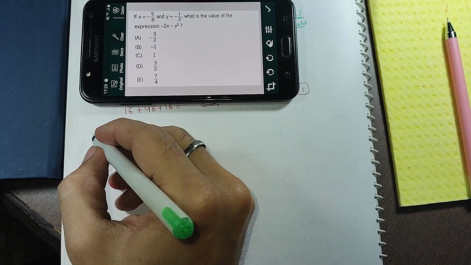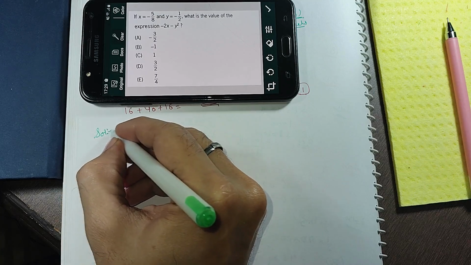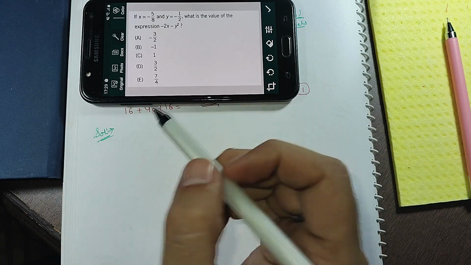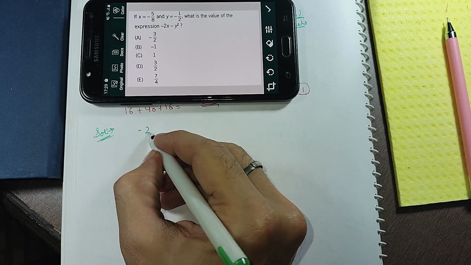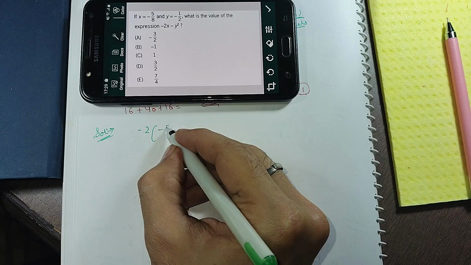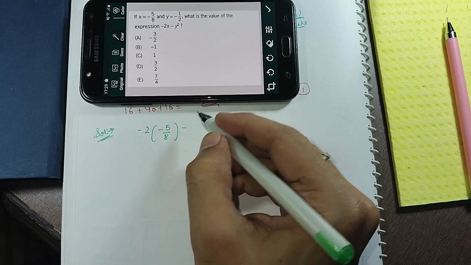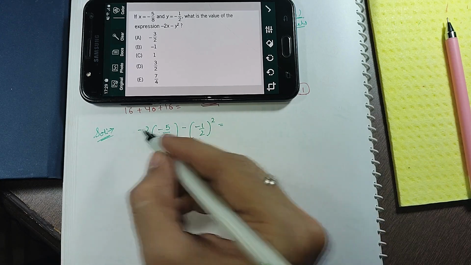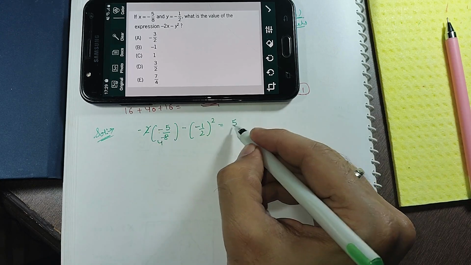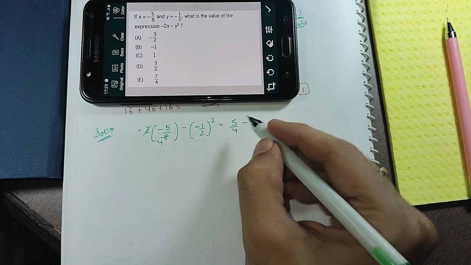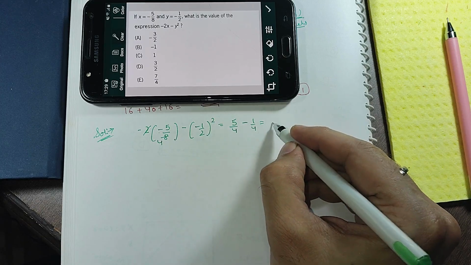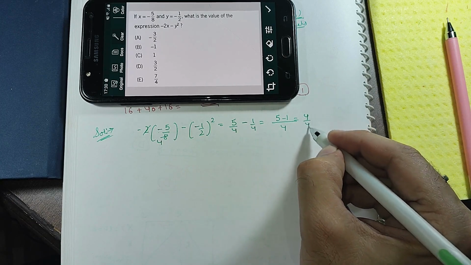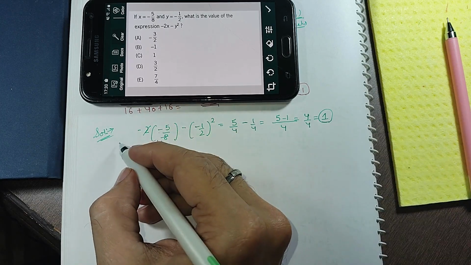If x is equal to minus 5 by 8, y is equal to minus 1 by 2, then what is the value of the expression minus 2x minus y square? So simply we will put the values of x and y: minus 2 multiplied by minus 5 by 8, minus y square, which is minus 1 by 2 whole square. So minus minus becomes plus. So this will be plus 5 by 4, minus 1 by 2 whole square is 1 by 4. Taking 4 as LCM, 5 minus 1, so this will be 4 by 4, equal to 1. So the right option is option number C.